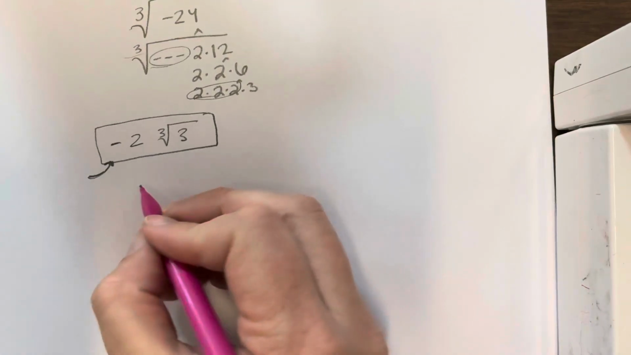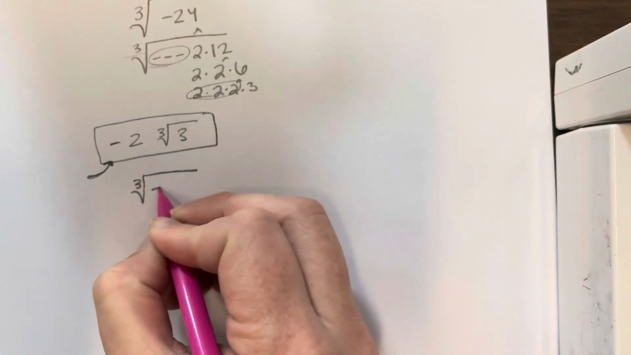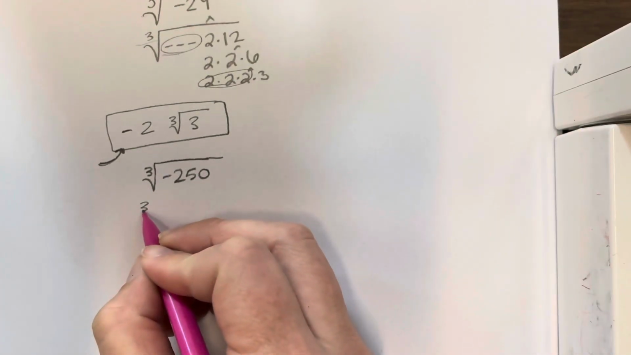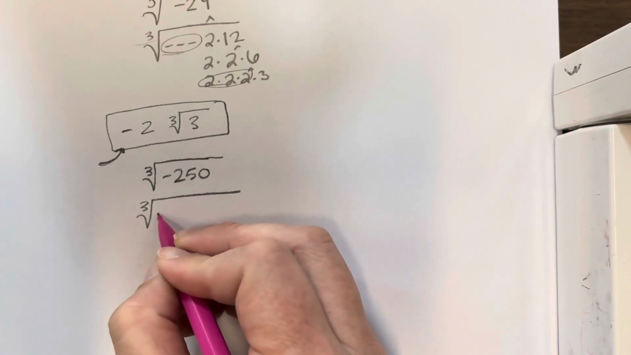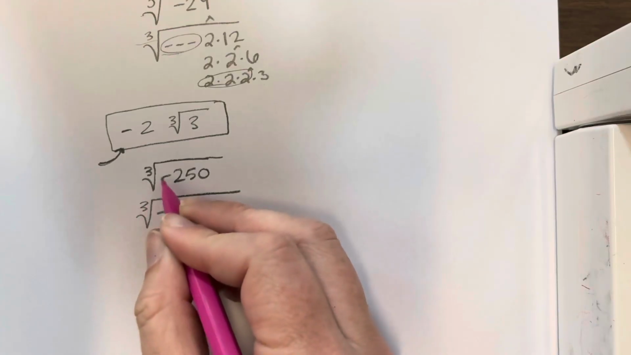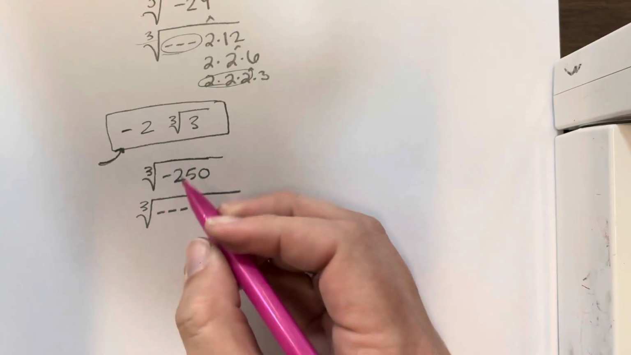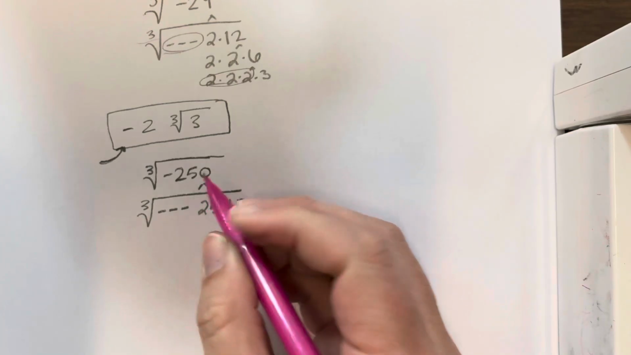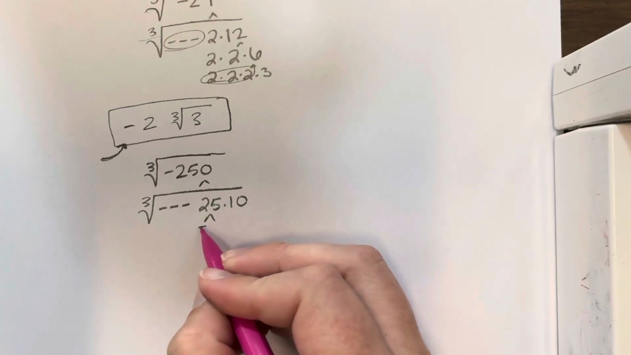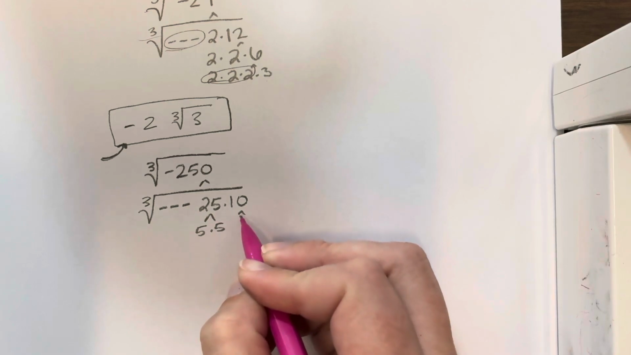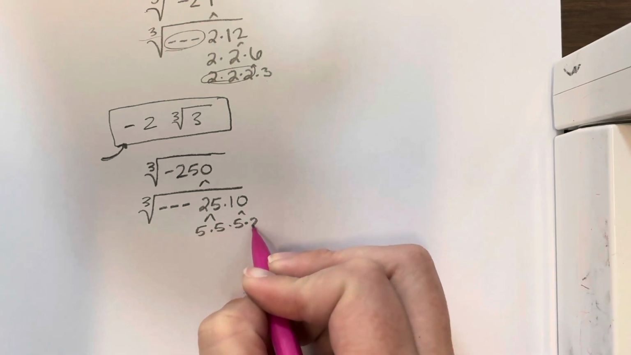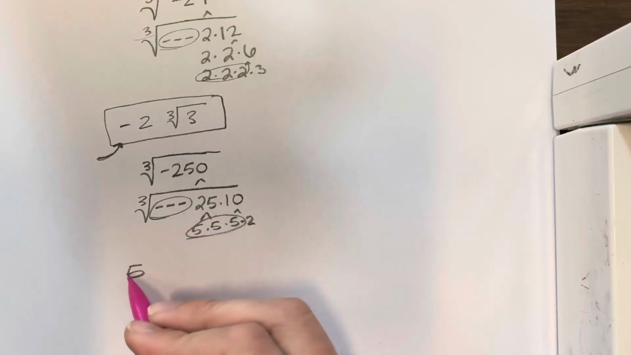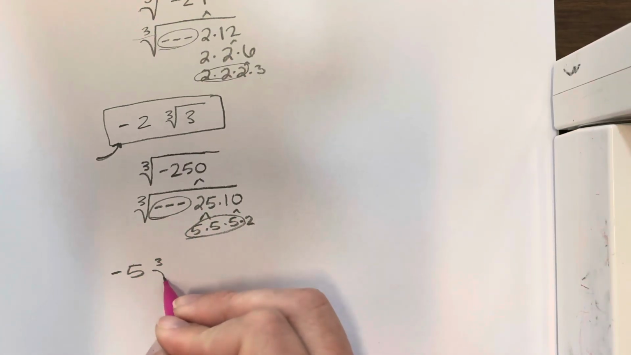So I'm going to do a little bit larger number. Cube root of negative 250. Cube root's nice because I can have 3 negatives and it still outputs a negative. 25 times 10, 5 times 5, 5 times 2, these 3 get to leave, these 3 get to leave, cube root is left with a 2 inside.